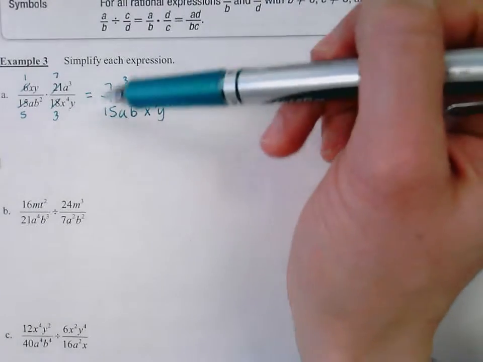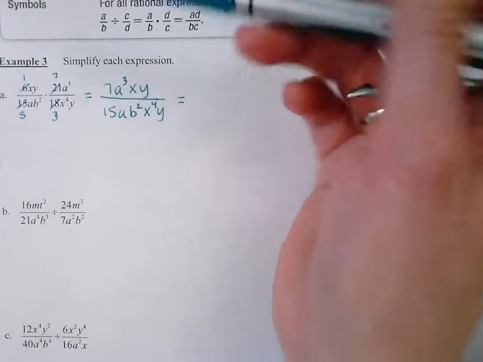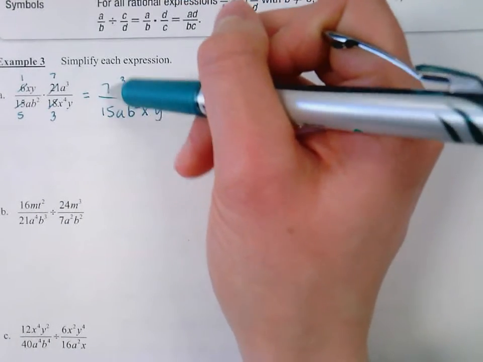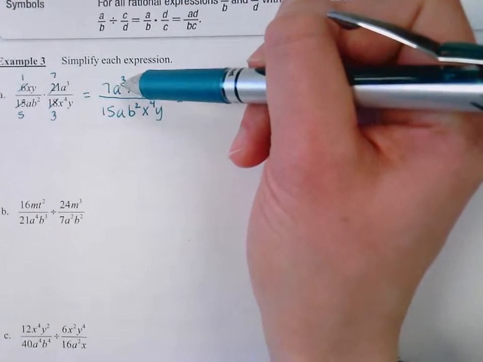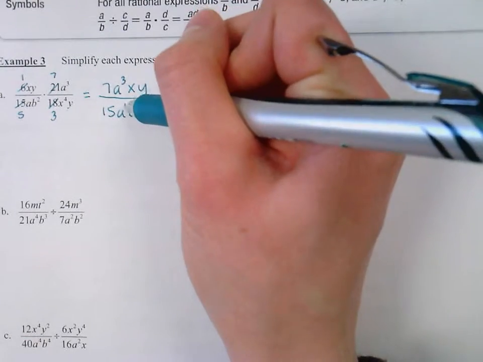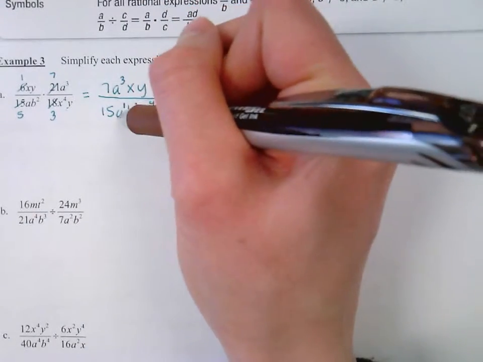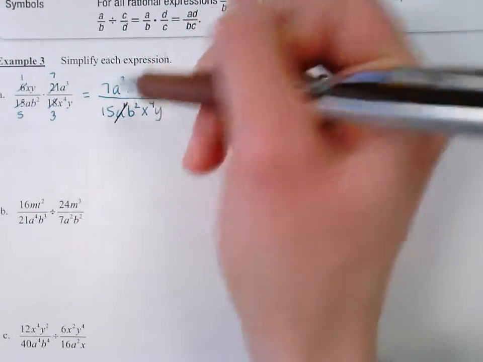So this is now a problem like we had in chapter 5. So you're simplifying this using properties of exponents. So 7 over 15 is already simplified. But because I have an a cubed on the top with an a to the 1st on the bottom, that means I have 3 a's on top and 1 on the bottom. So that a on the bottom is going to cancel, and I'm going to have 2 left on the top.